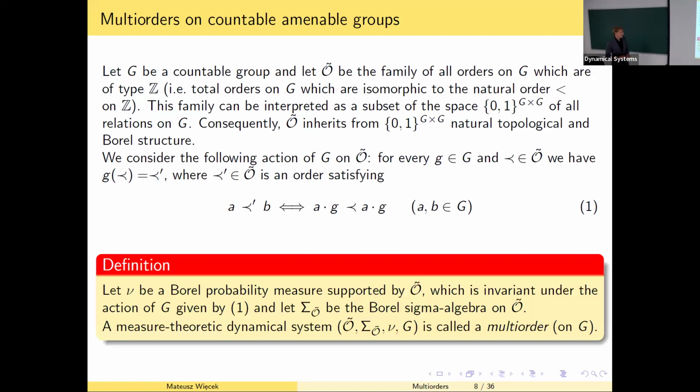And now, if we have some Borel probability measure nu, supported maybe is the wrong word because O does not need to be a topological support of this measure, but it means only that this set O has full measure for this measure nu. So maybe there's a little disambiguation here. And if this measure is invariant under this action of G, then we obtain a measure-theoretic dynamical system (O, Borel sigma algebra, nu, G), which is called a multi-order. So instead of requiring one specific order which is invariant, we're satisfied with a family of orders which produces a measure-theoretic dynamical system invariant under this action of G.